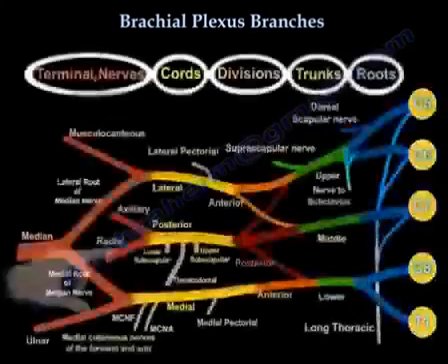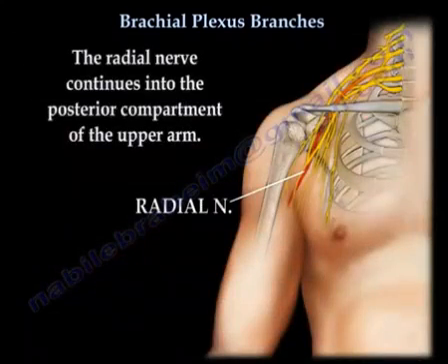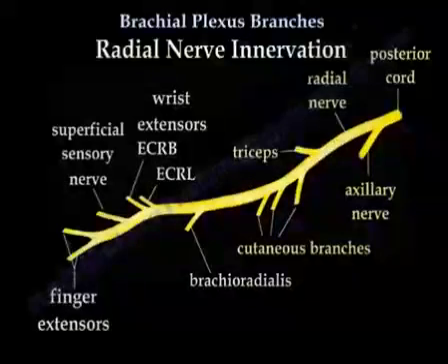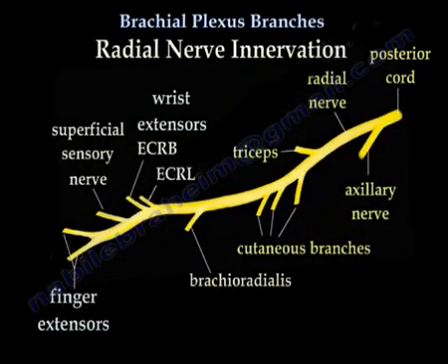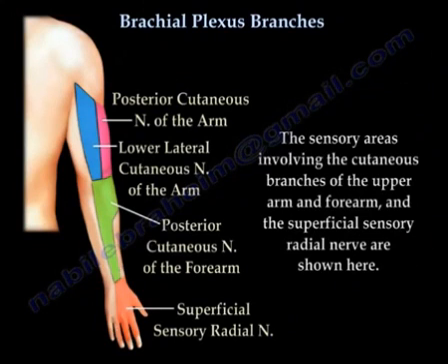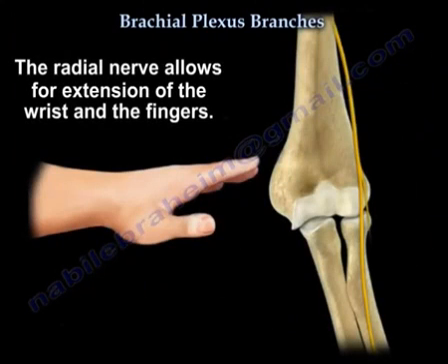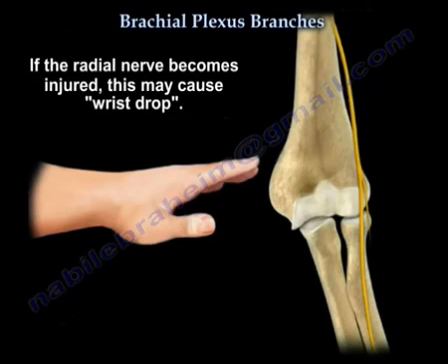The radial nerve arises from the posterior cord of the brachial plexus. It supplies all muscles in the posterior compartment of the arm and forearm. It also supplies sensation over the posterior arm, forearm, and the dorsal aspect of the radial part of the hand. The radial nerve allows for extension of the wrist and fingers. If the radial nerve is injured, you may get wrist drop.